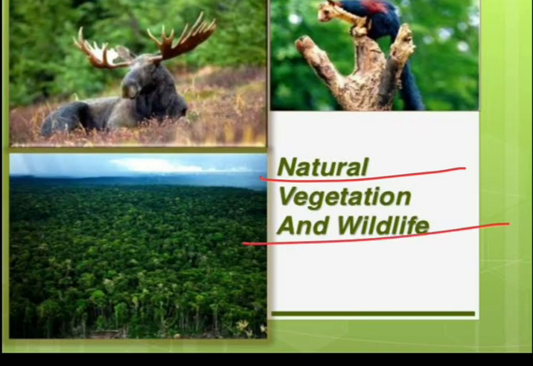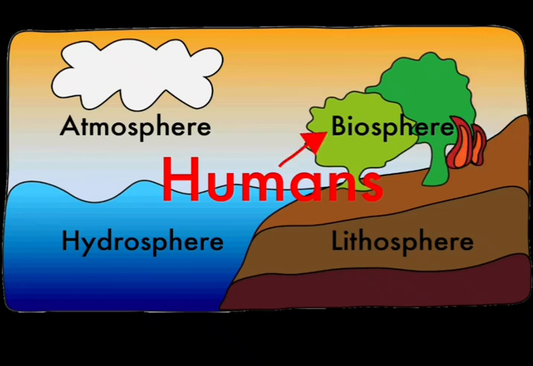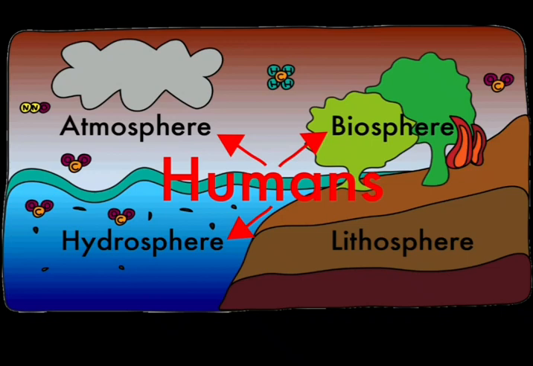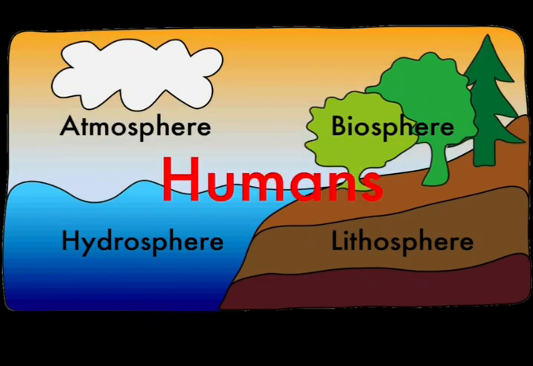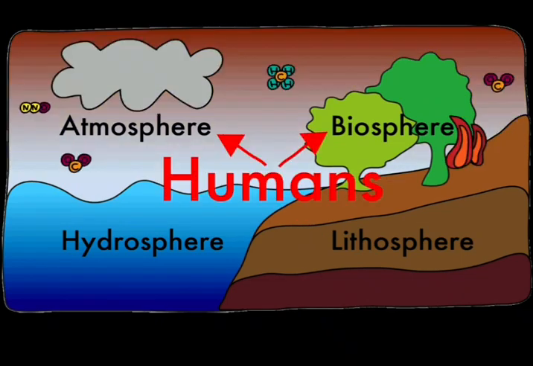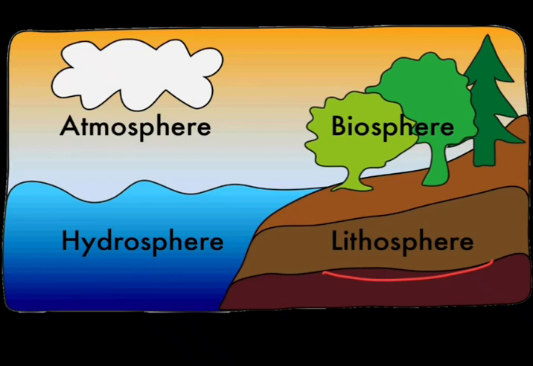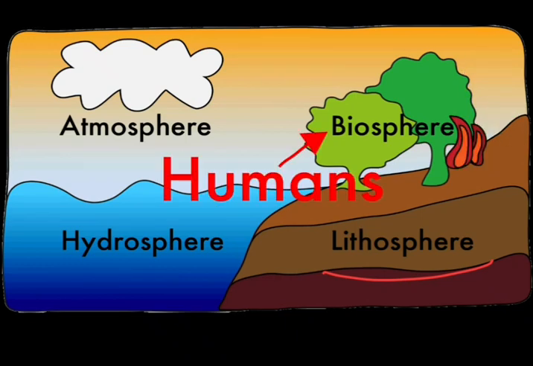So now natural vegetation and wildlife. Natural vegetation and wildlife exist only in the narrow zone of contact between the lithosphere, hydrosphere and atmosphere, which we call the biosphere. First, the lithosphere, which we have already studied in our previous class: the lithosphere is the solid crust or the hard top layer of the earth.